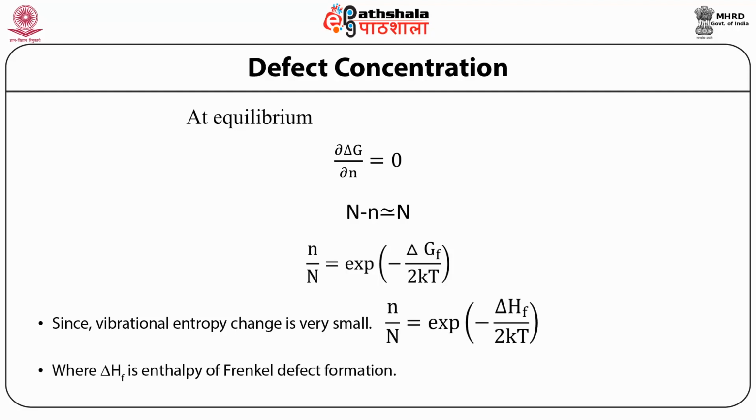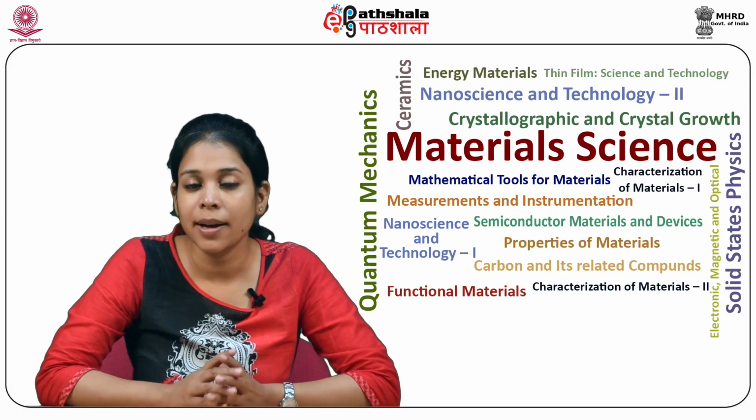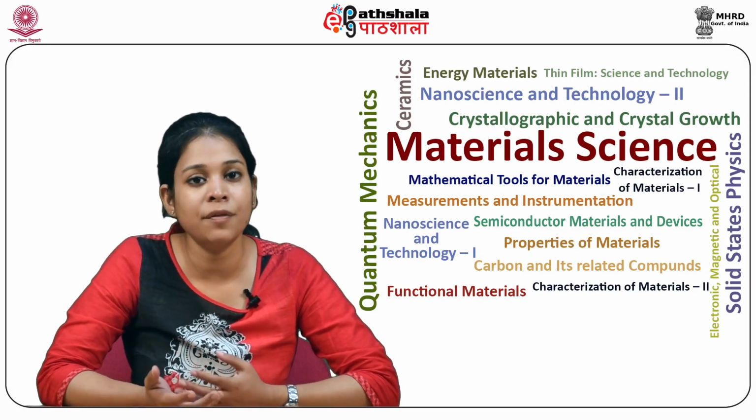Here, delta HF is the enthalpy of Frenkel defect formation. Similarly, for Schottky defects, you can all work out that small n by capital N is equal to exponential of minus delta HS by 2kT. Now comes the intrinsic and extrinsic defects.